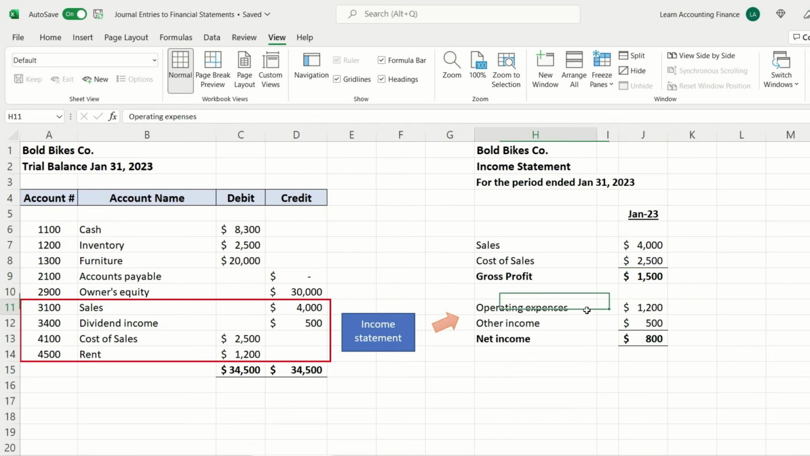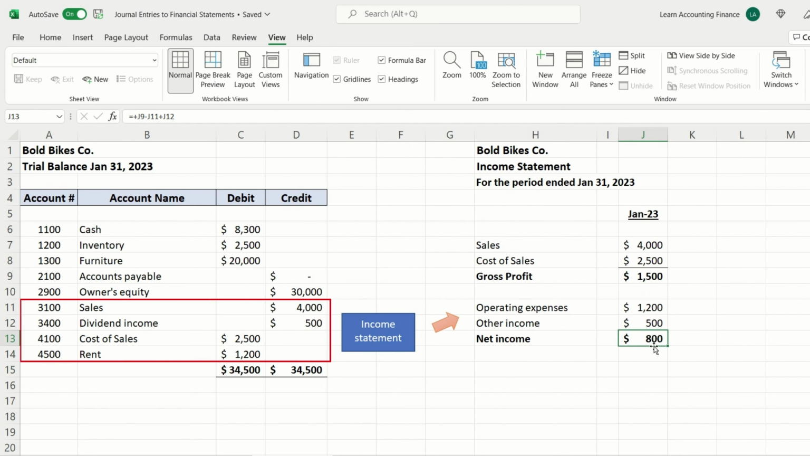And then if you add other expenses, operating expenses, and other income, then you get to net income, right? In our case, the operating expenses were $1,200, which is really only rent in this case. And then other income reflects the dividend income that the company received of $500. So in total, the company made $1,500 in gross profit, but then after deducting operating expenses and adding other income, we have net income of $800.